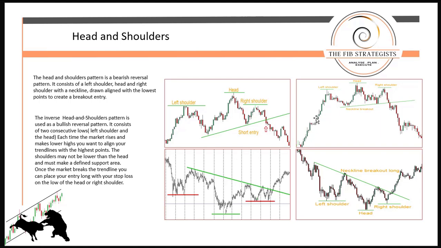Here we have an uptrend to form a resistance area, pulls back to form a little support area, pulls back up, breaks resistance to form the head, pulls back to form support. We align the support area with that green trend line, and then price moves up again to form the right shoulder at a similar price as the left shoulder. As price moves down to break the neckline, we place our entry short, stop loss on the right shoulder.